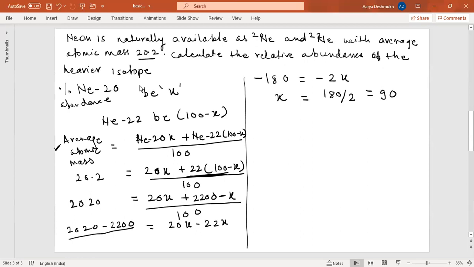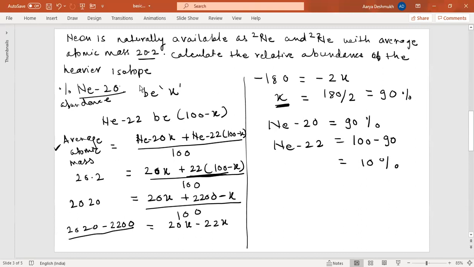Now for this neon, we assumed x as for neon 20. So x is found to be 90%. So the percentage abundance for this neon 20 is 90%. And for neon 22, it will be 100 minus 90, which is found to be 10%. Isn't it? So this is the way you can solve the problems based on this.